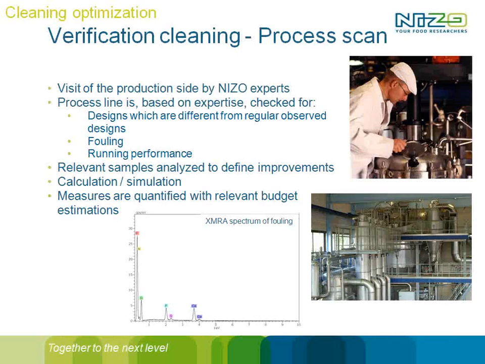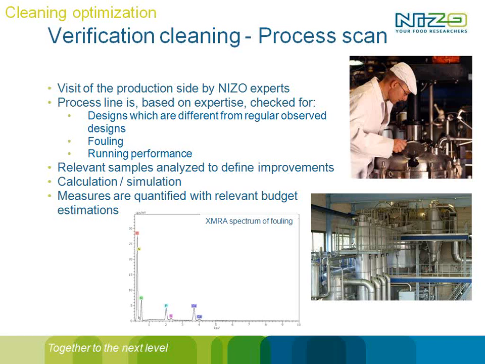For example, evaporators, well, they're nasty pieces of equipment, a lot of dead corners, spots which are not cleaned very well. Really look inside whether everything is clean, yes or no. We do that by a process scan. Usually the production site is visited by NIZO experts. We're looking at the inside, check everything. Also look at spots where you would expect things to go wrong.